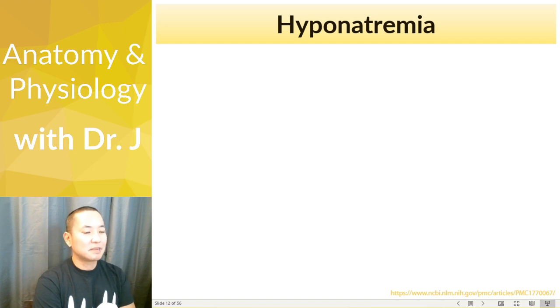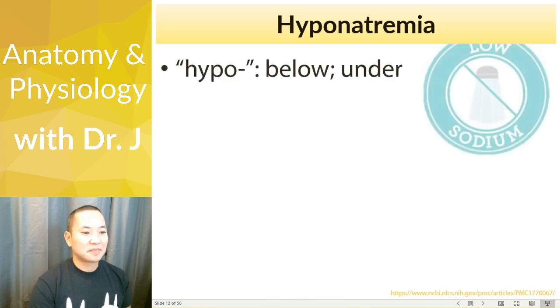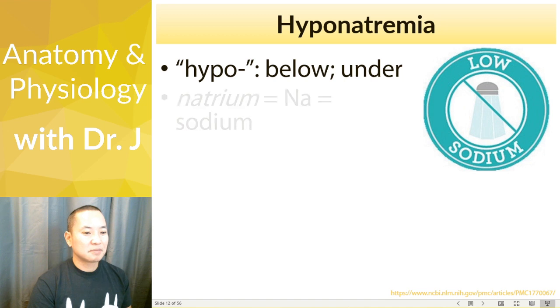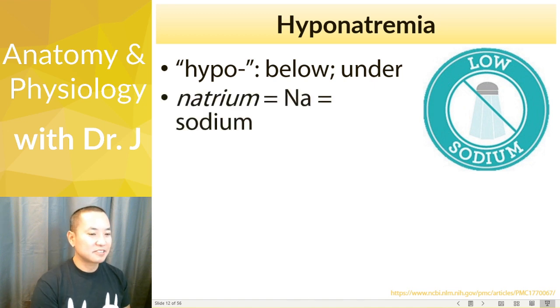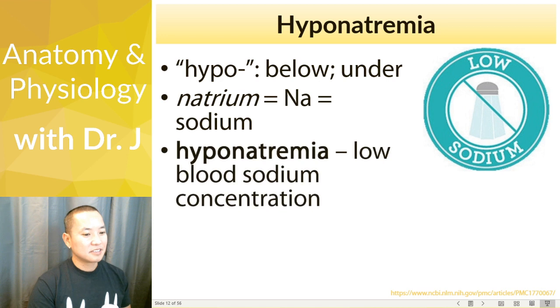Again, hypo is the opposite of hyper, right? So hyper meaning above, and over, and excess. Now hypo means below and a lack of, right? What's this natremia? What's that? Well, hypo means below or under, but natrium, that's the Latin term for sodium. That's why the chemical symbol for sodium is Na. It comes from the Latin natrium. So hyponatremia means your blood sodium concentrations are too low.